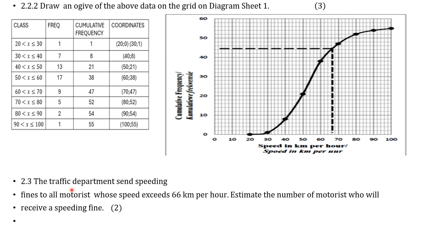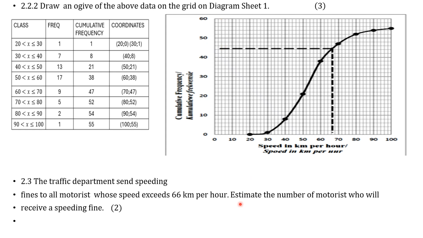Now they say the traffic department sends speeding fines to all motorists whose speed exceeds 66 kilometers per hour. So I go to the graph, there's my speed in kilometers per hour, there's 66 kilometers per hour. I draw up and I join. They're sending fines to everyone driving faster than that, so it's the people on the right hand side here.